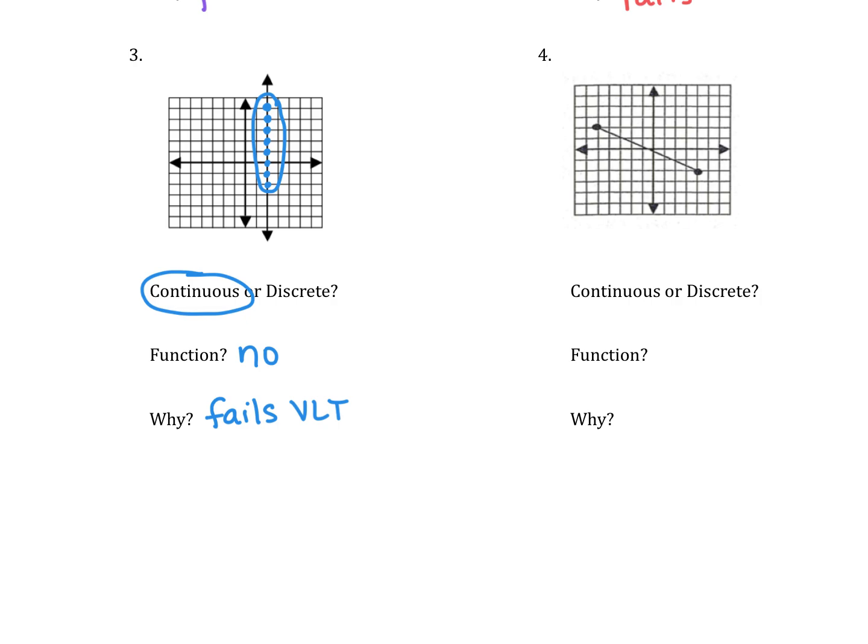And last example, number 4, continuous or discrete. Again, I see 2 points this time, but you can see that they're connected with that line. So because it's connected, it is a continuous graph. Is it a function or not? There are no points aligned vertically, so yes, it is a function. It passes the vertical line test, the VLT.